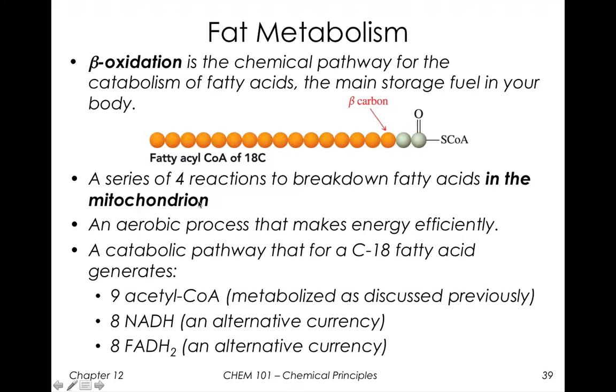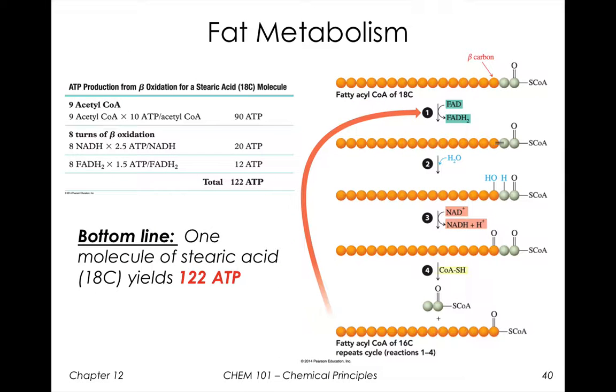So again, the only process we've really learned about that occurs in the cytosol is glycolysis. Everything else occurs in the mitochondrion. Again, this is an aerobic process. This will not happen unless there's sufficient oxygen around. And so an 18 carbon fatty acid will generate 9 molecules of acetyl-CoA, and again, those are metabolized in the citric acid cycle, and then a large amount of this alternative currency, which is handled in the electron transport chain.